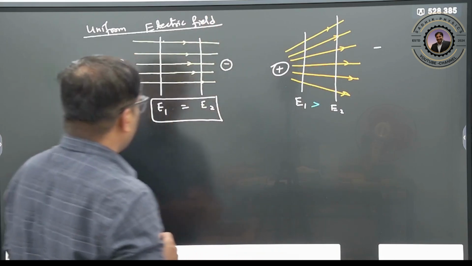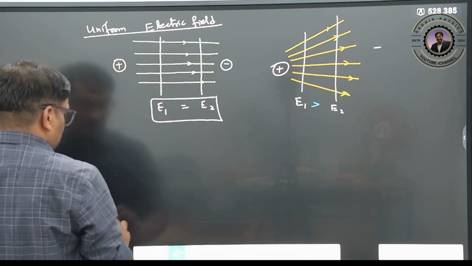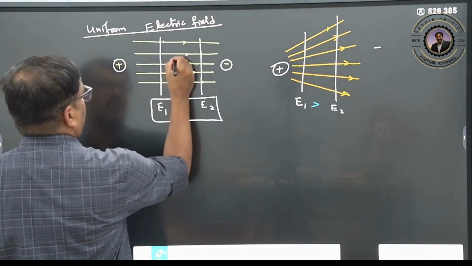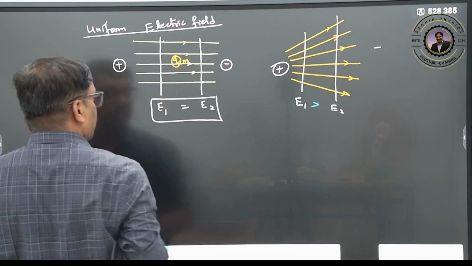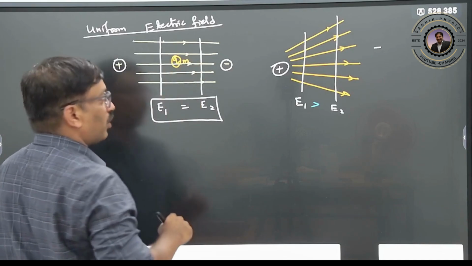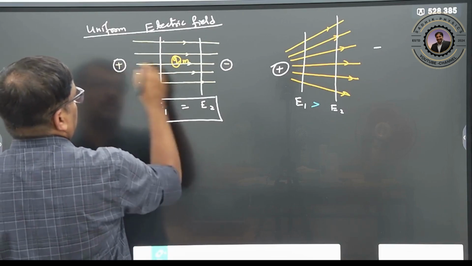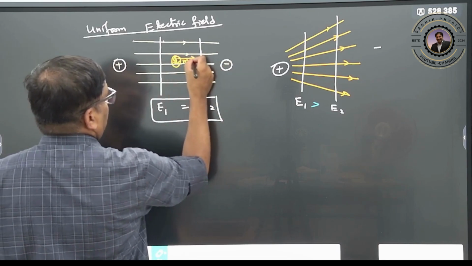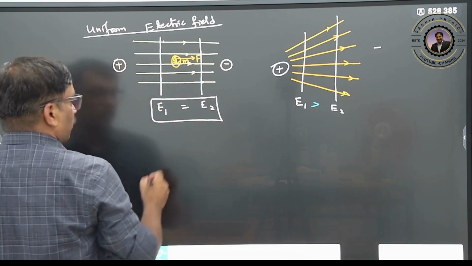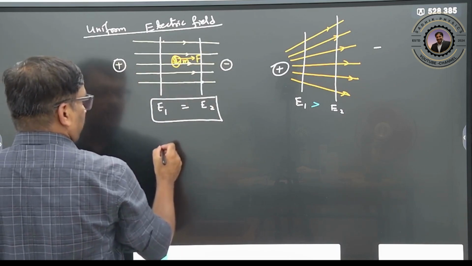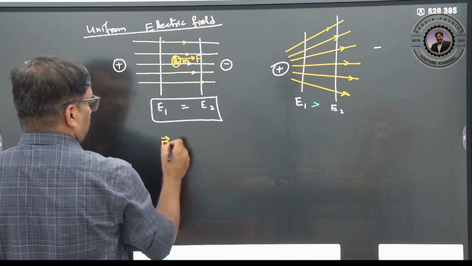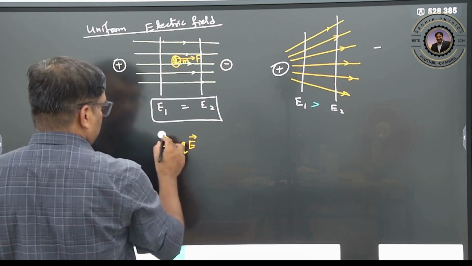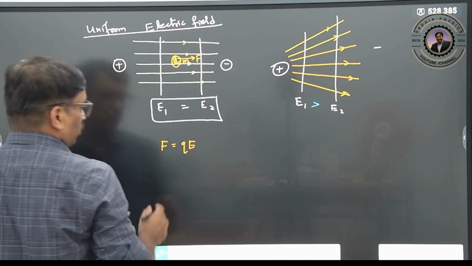Clear? So in a uniform electric field, suppose we keep one small positive charge of mass m here. Based on the charge polarity it will be different. This is a positive charge. What will happen now? Positive repels, positive and negative attract. Therefore it is going to experience a force here. How much force? Electric field is force per unit charge, so force will be equal to Q times E. Electric force equals QE.